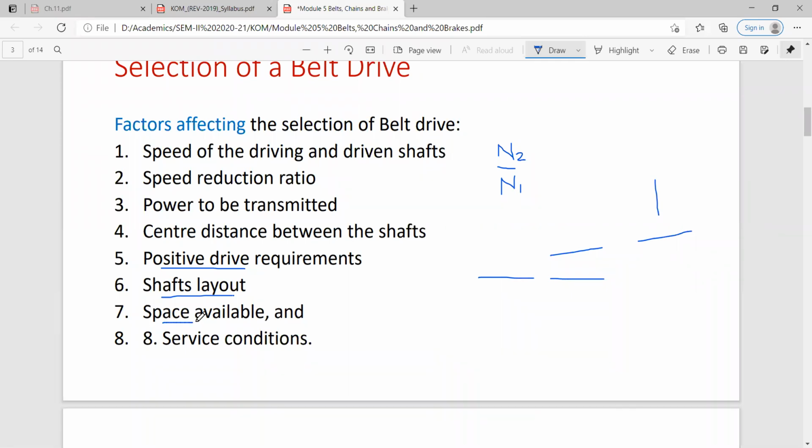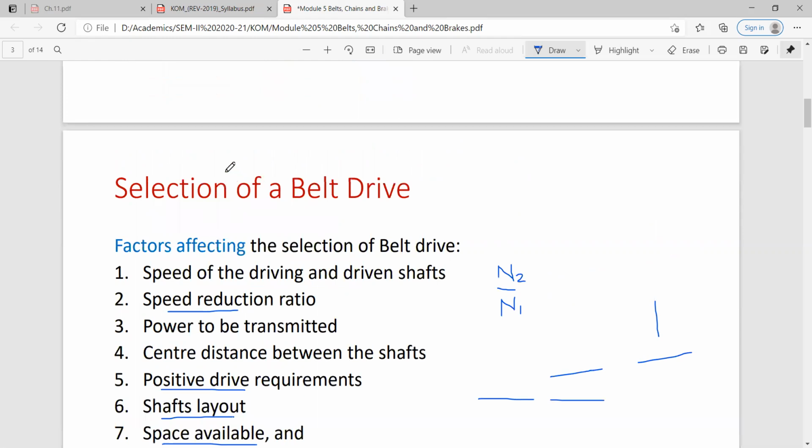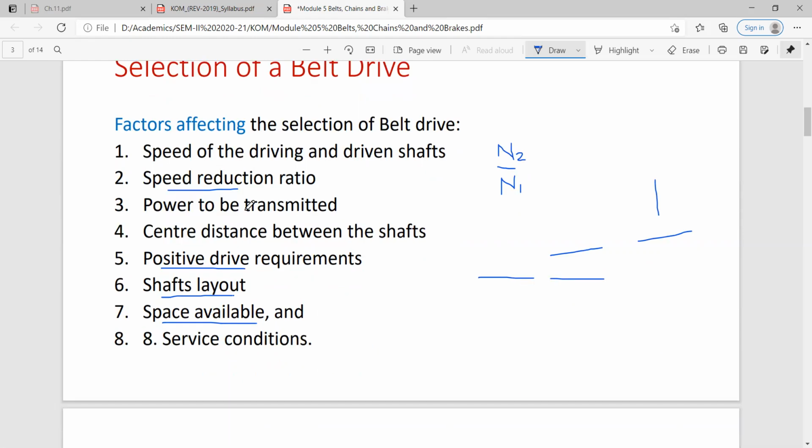Then the space available. Depending on it, again it will affect the choice. Some belt drives are very compact. In order to have the particular speed reduction ratio, you will need that much space for it. Some drives offer the solution in a very compact manner. So depending upon the space available for your application, you will select a particular belt drive.